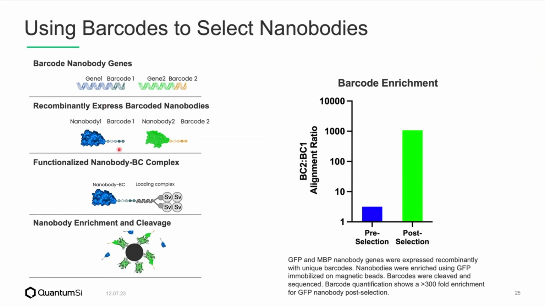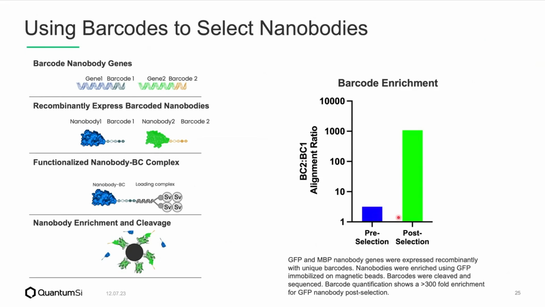Those barcoded nanobodies were then functionalized with our loading complex. And then subsequently, we performed a round of selection using GFP-coated magnetic beads. We then underwent the traditional process of cleaving those barcodes and performing sequencing. As shown on the figure on the right-hand side, you can see we started by taking the pre-selected barcode samples, performing sequencing on them prior to selection. We found that we had a ratio of barcode 2 to barcode 1 of approximately 3 prior to selection.